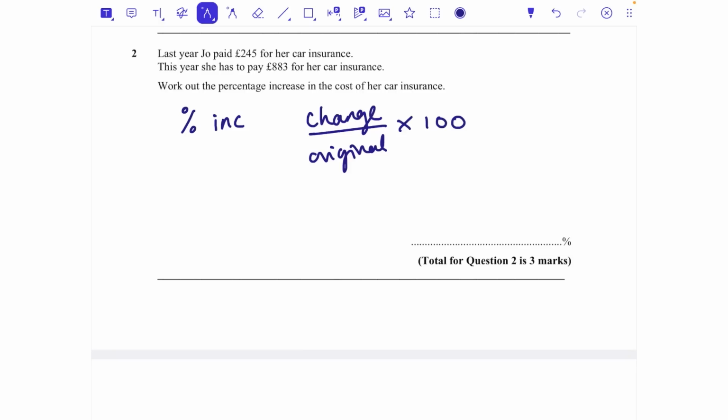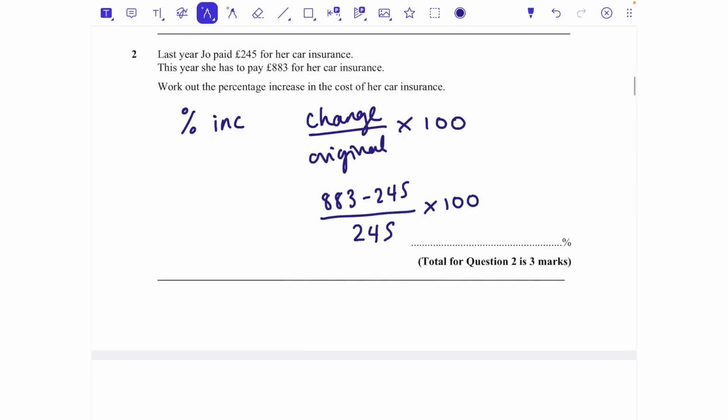So the change is 883 minus 245. And it's out of the original, which is 245, times by 100. So percentage increase, percentage decrease, or profit, you're going to do the same formula, and it is that change, 883 minus 245 over 245, times by 100. So change over original times by 100, and that is 260.4%. So it's a 260.4% profit.